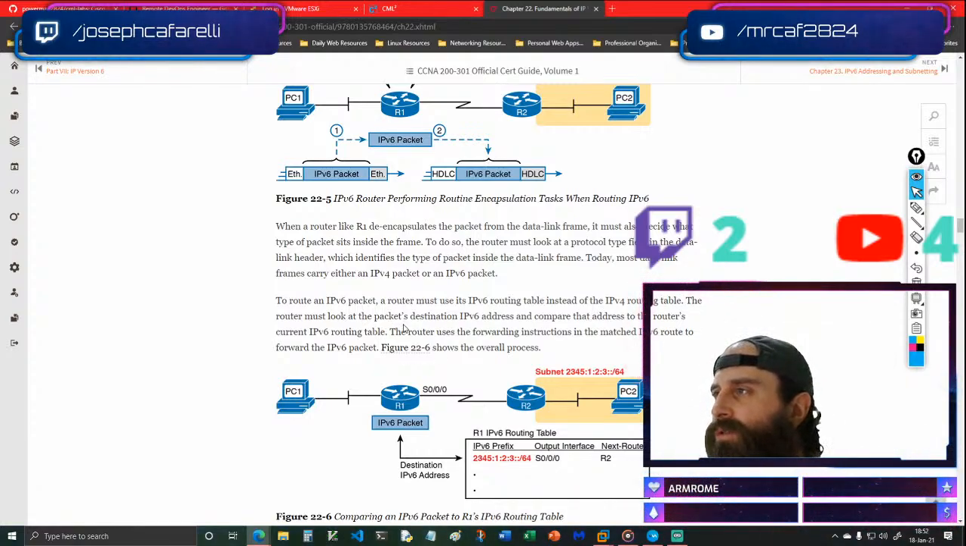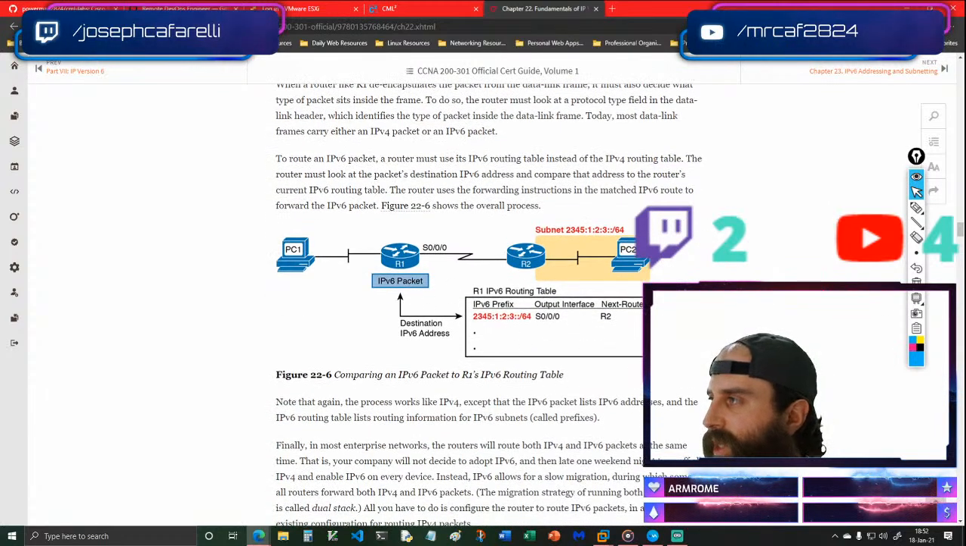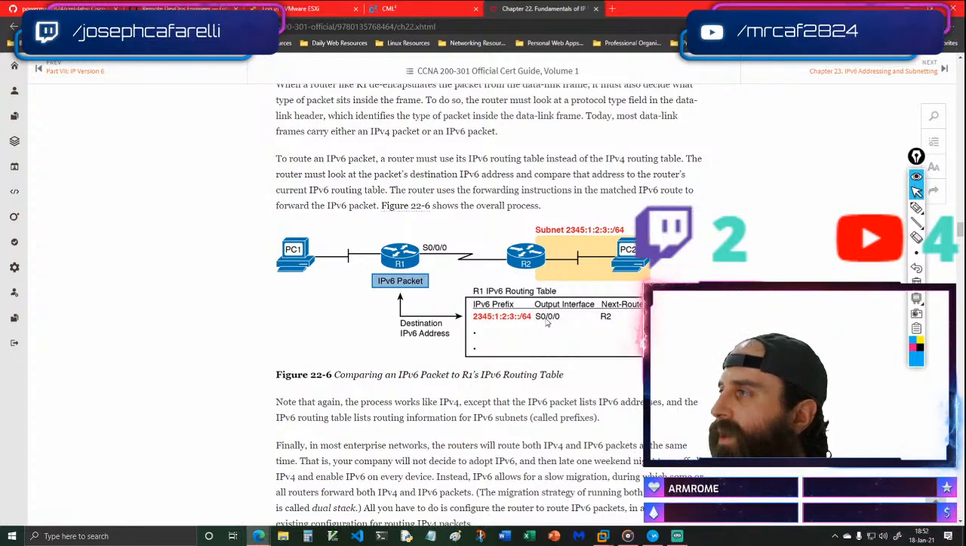The router must look at the packet destination IPv6 address and compare the address to the current IPv6 routing table. The router uses the forwarding instructions to match the IPv version 6 route to forward the IPv version 6 packet. So again, it's just looking at its routing table. It knows that out of serial 0/0/0, obviously, it's going to be sending that packet to its next hop, which is R2.